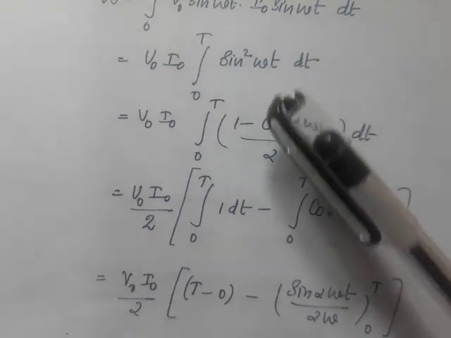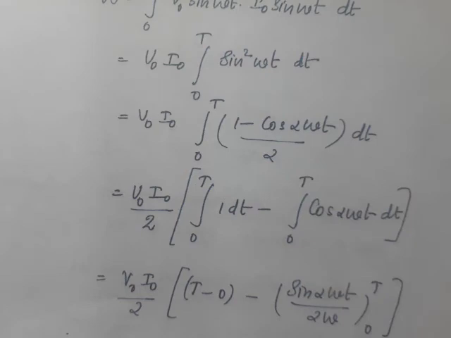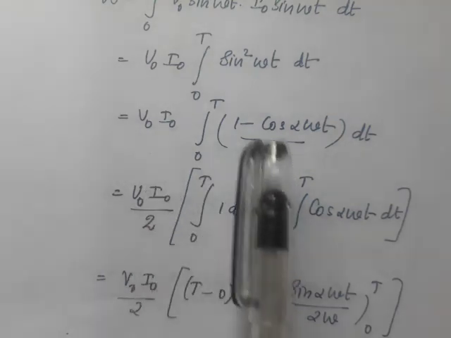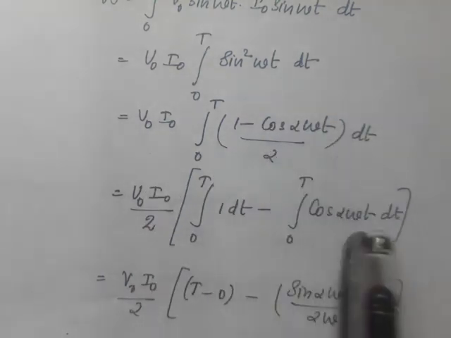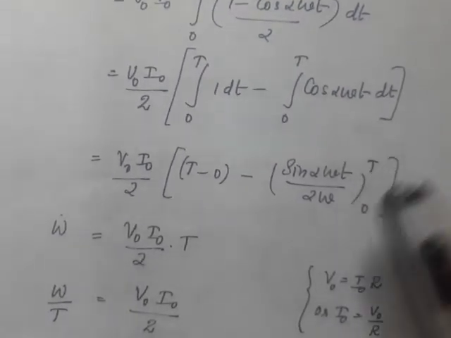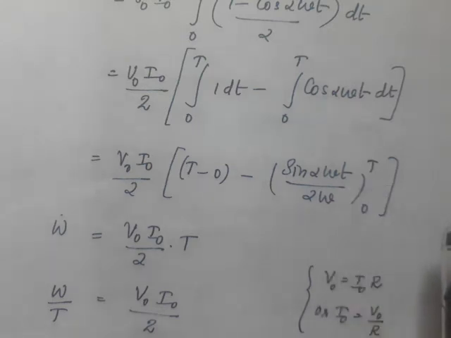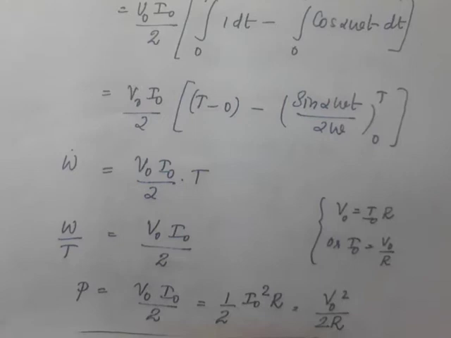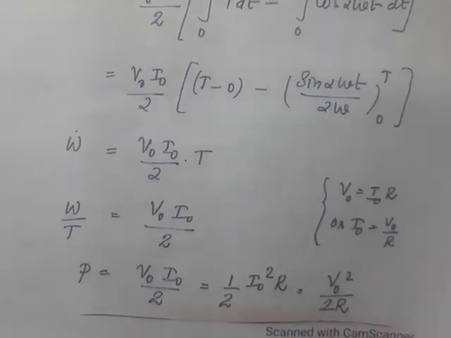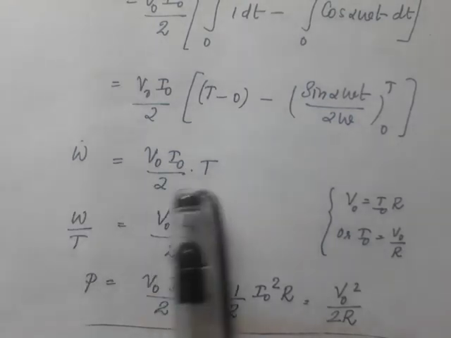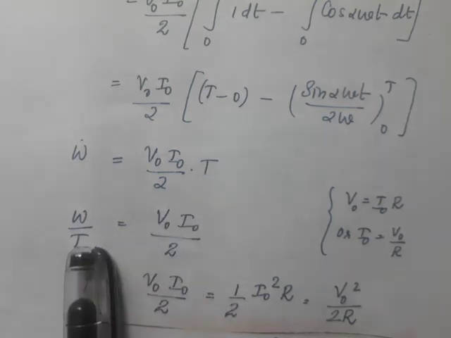So rearrange sin square theta as (1 minus cos 2 theta) by 2 dt, integrate it, take 2 outside. Here it is dt alone, here it is cos 2 omega t dt. If you integrate dt you get t, and the cos term, if you integrate, gives the same result we have already derived, so I am not telling it again and again. So here what we get is V0 I0 by 2 into t. So work done is V0 I0 by 2 into t.